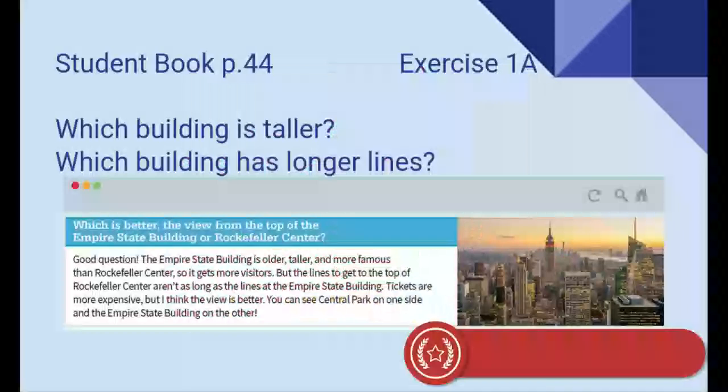Okay, great. So, which building is taller? That is the Empire State Building. It is older, taller, and more famous. Great. Now, which building has longer lines? Well, the one that has longer lines, it is also the Empire State Building.